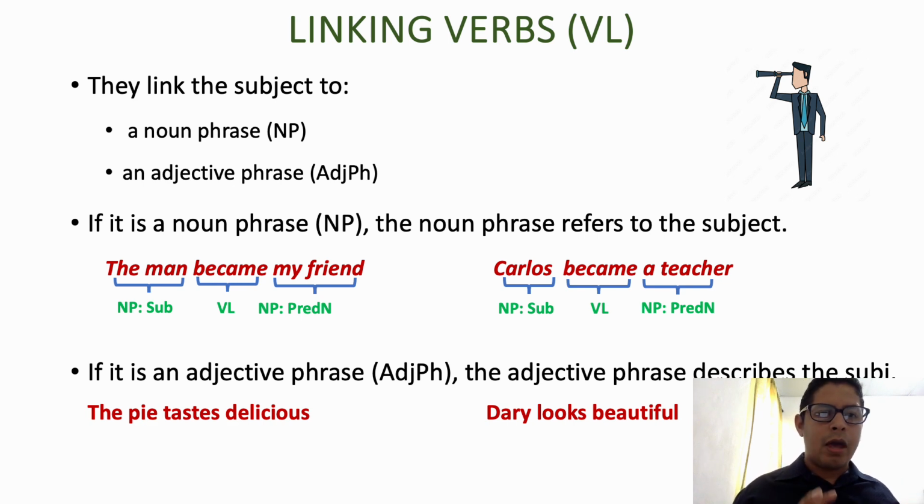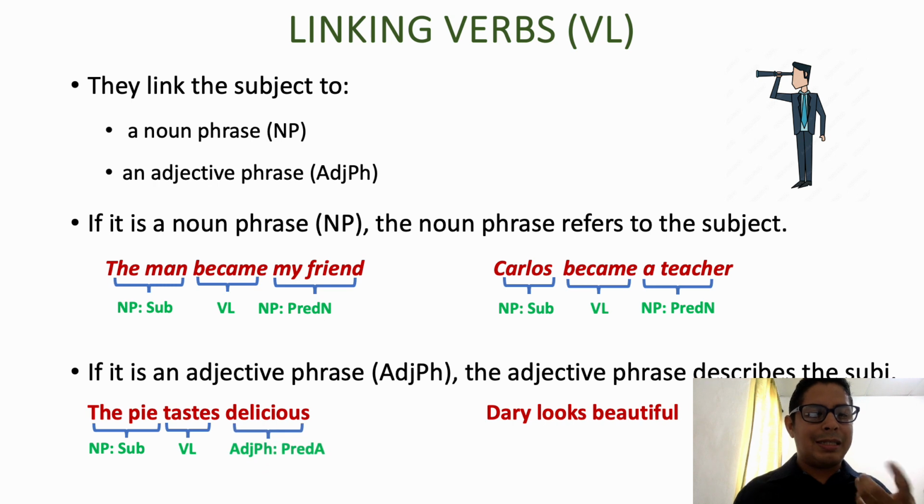So in here, the linking verb joins the subject plus one characteristic or something related or associated with the subject. In the second point, it is an adjective phrase. The adjective phrase describes the subject. The pie tastes delicious. Of course, delicious is telling you one characteristic of the pie.